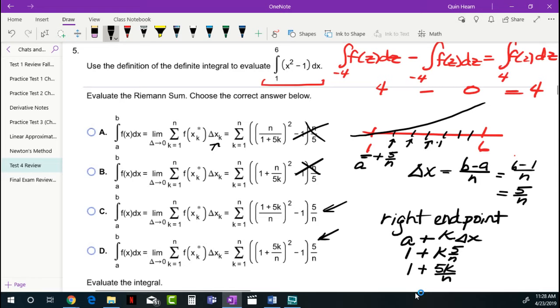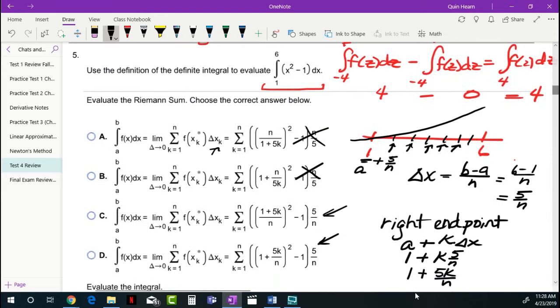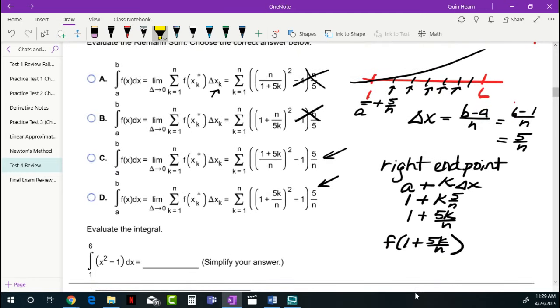So in this case, a is 1 plus I is going to change. 1 times delta x, 2 times delta x, 3 times delta x, and so on. Now they don't appear to be using I, they're using k, so I'm going to switch my index. Doesn't matter what letter you use there. It's just an integer. K times 5 over n. Okay, so the right endpoint, the x coordinate will be 5k over n plus 1. If k is 1, that's 1 plus 5 over n. If k is 2, that's 1 plus 10 over n, and so on. And that's going to give you each one of these x coordinates.